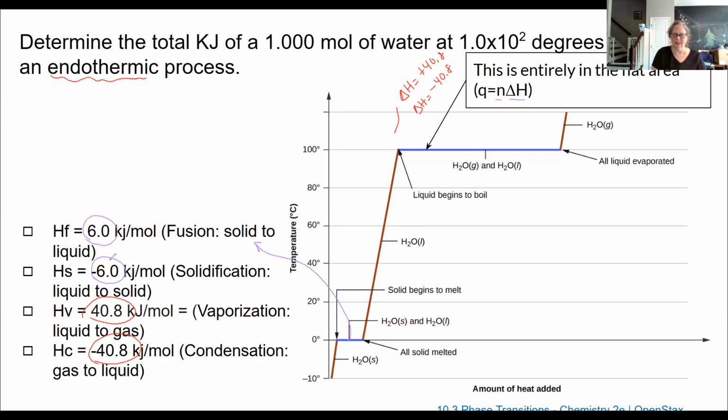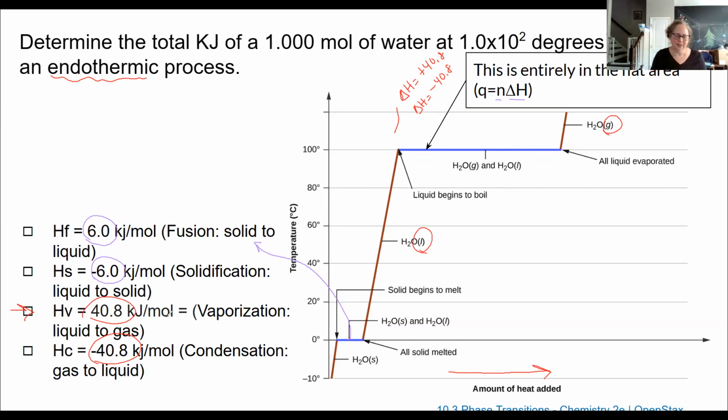Endothermic process. Endo, taking heat inside. So endothermic is when we're going to the right. So when we're going from a liquid to a gas. Which one of those is liquid to gas? This guy right here. So I'm going to use my delta H value as 40.8 kilojoules per mole.